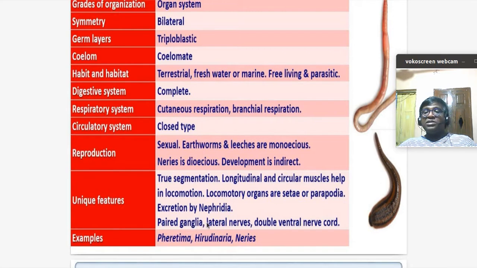So the nervous system consists of paired ganglia, lateral nerves, double ventral nerve cord. So the double ventral nerve cord you can find, and because they have lateral nerves transversing between them, it appears like a ladder-like arrangement of nervous system. They have a paired ganglia in the head region, lateral nerves are there, double ventral nerve cord. Apart from that, you can notice for the first time a head-like structure. Anterior few segments fuse to form a head-like structure, and there is a concentration of sense organs.